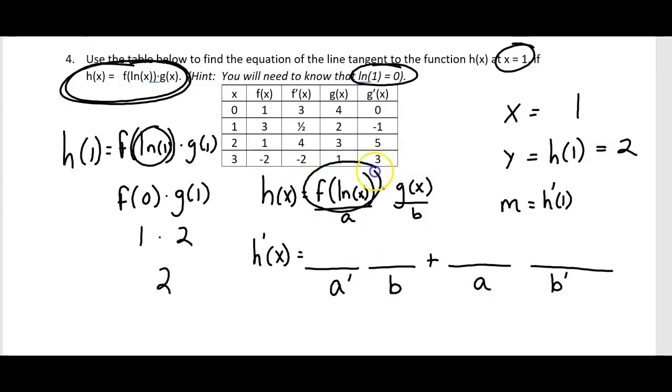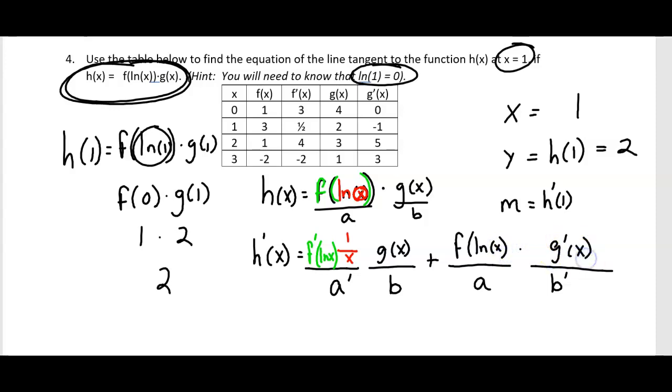So A prime, what's the derivative of this? Well, that's going to be a chain rule. I have an outside function here, and I also have an inside function. The derivative of my outside function is going to be pretty simple. It's just f prime, and then we keep the inside the same. The derivative of the inside, well, the derivative of ln is 1 over whatever's here, and in that case, it's an x. B goes here, A goes here, and B prime would be g prime. So there's my derivative.